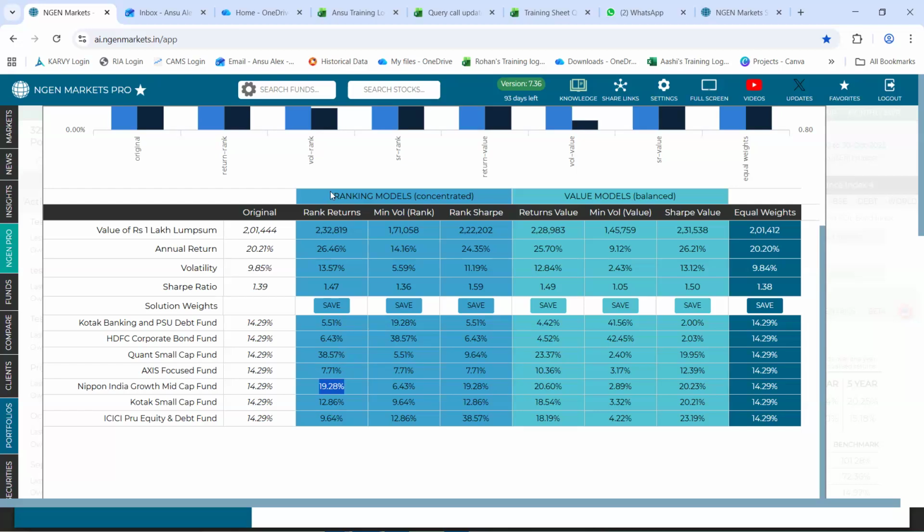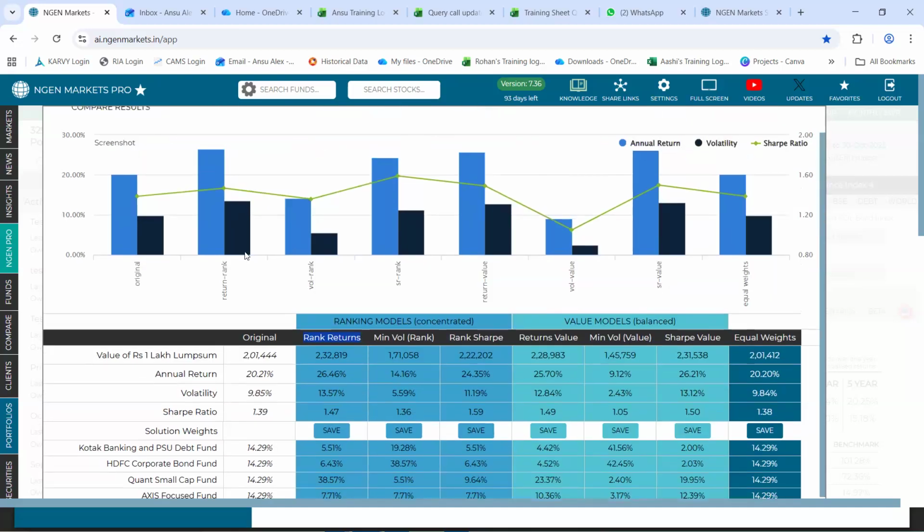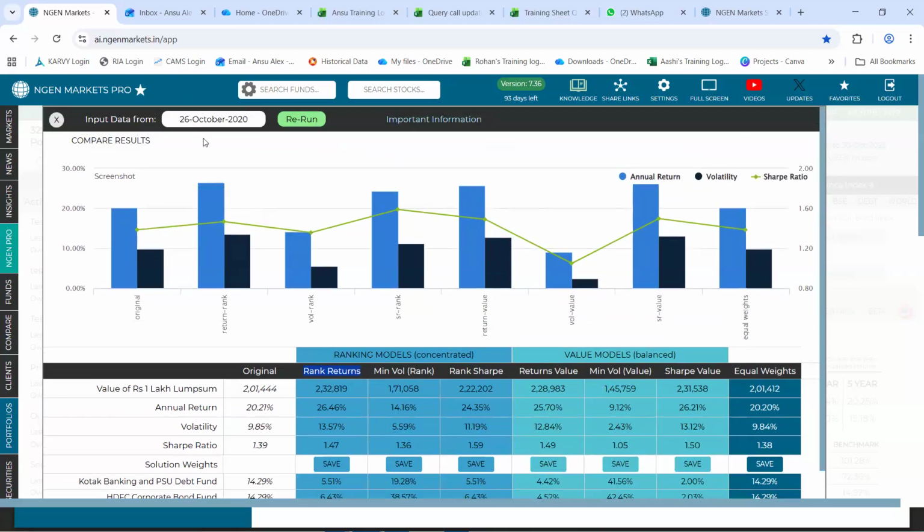And hence, we call our ranking model a concentrated approach. That is to say, that it will concentrate maximum of its allocation to a single fund only. It's betting all its bet into this respective fund only. And then exactly half goes to the second best fund that way. So this was all about the rank returns, wherein maximum allocation went to a fund which generated the best return basis the time period that you set.